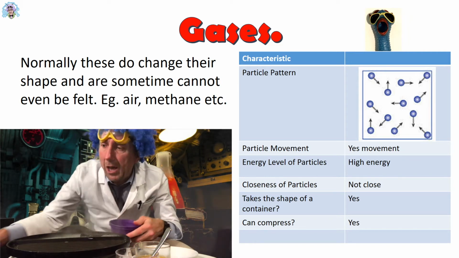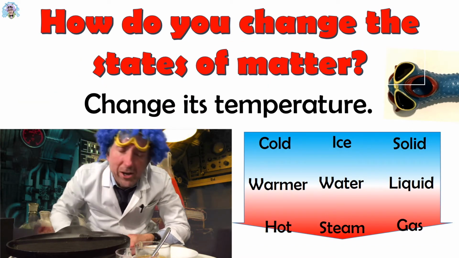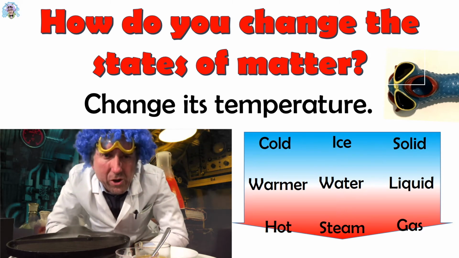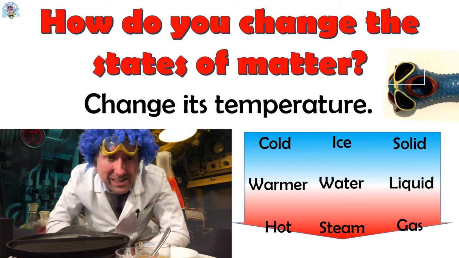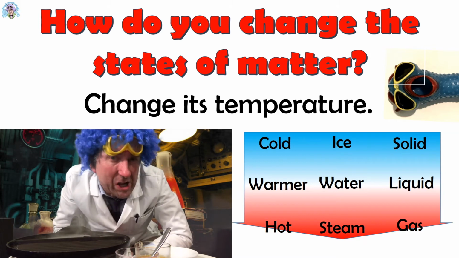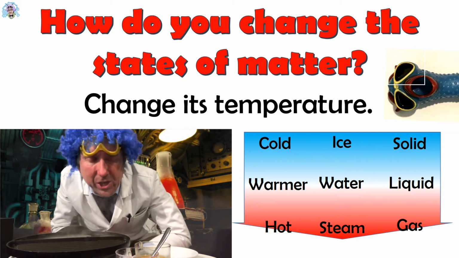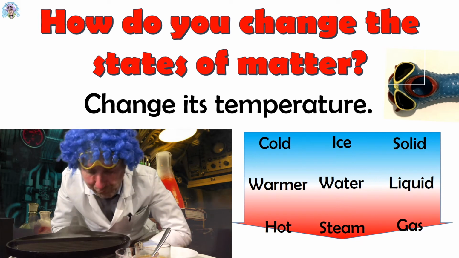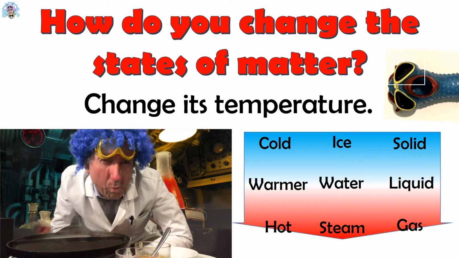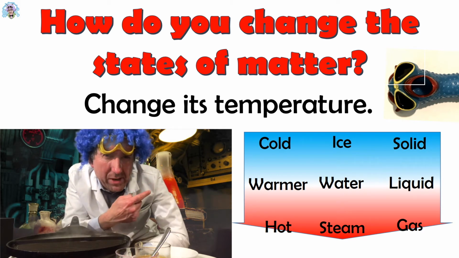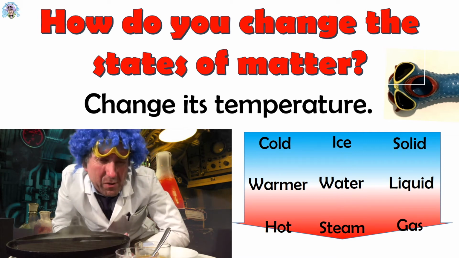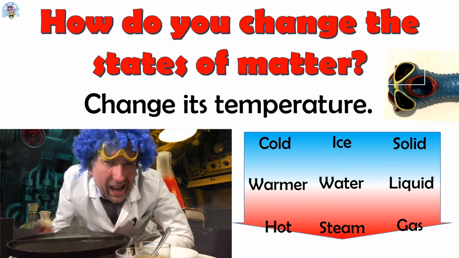So, let's keep going. Okay, so how do you change the states of matter? How do you change them from one state to another? Well, you can do that by changing its temperature. Okay, so by making something hotter or colder, you can change the states of matter. Example, you got something that's solid and you made it a little bit warmer. As you can see by the diagram here, it would basically turn into a liquid, and then the liquid, if you made that warmer, would turn into a gas.